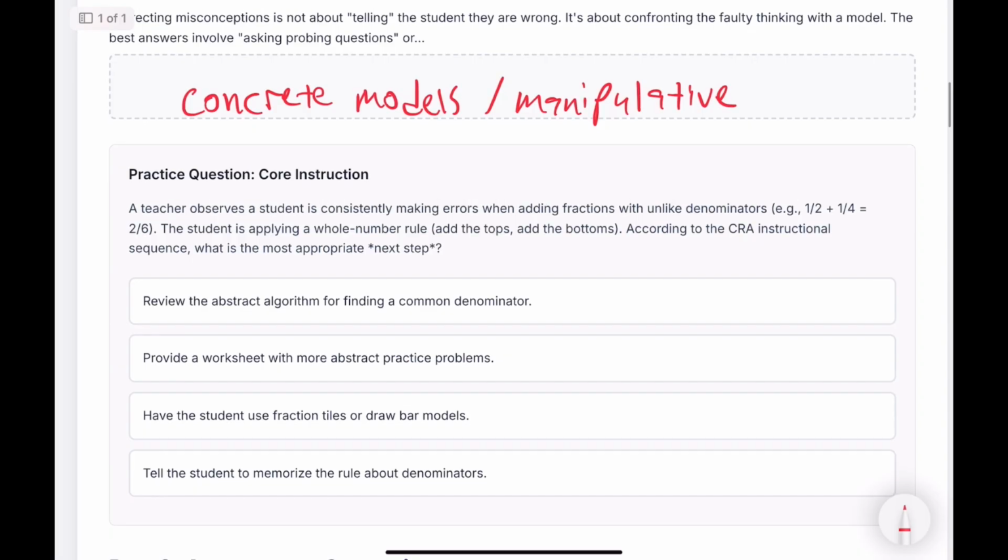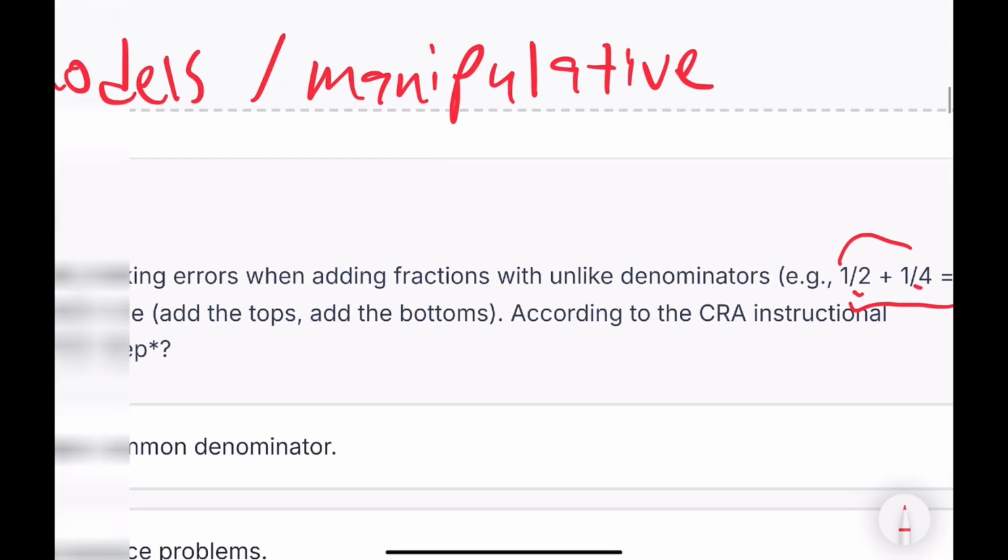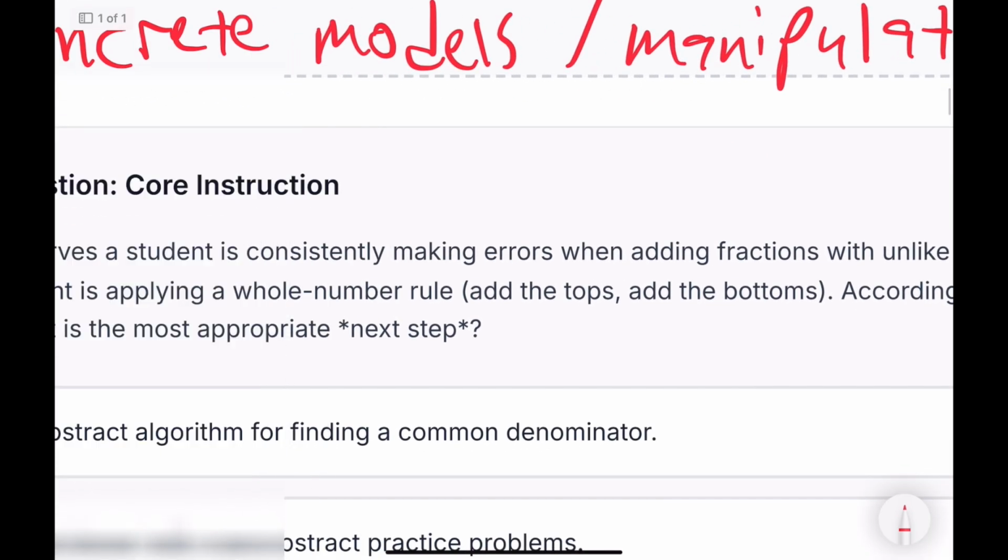All right, so next up, let's go to a practice question. Here we go. A teacher observes a student is consistently making errors in adding fractions with unlike denominators. So here we have 1/2 plus 1/4 equals, they said 2/6. And of course we can see how they got that. They added the numerators 1 and 1 to equal 2, as well as the denominators 2 and 4, which they found, of course, to be 6.